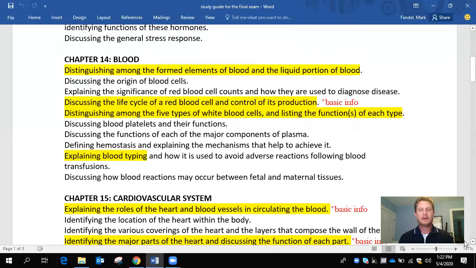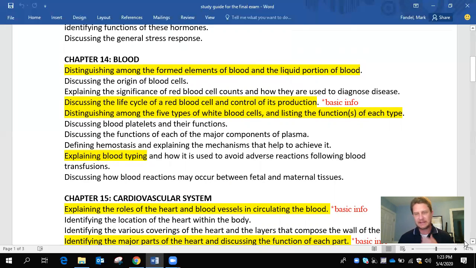Understand that all of the blood cells, all the formed elements, their precursor cell, which we call the hemopoietic stem cell, is going to be found in the red bone marrow. You do need to know that. So hematopoiesis is the general catch-all name for any type of blood cell. Erythropoiesis is for specifically red blood cells.